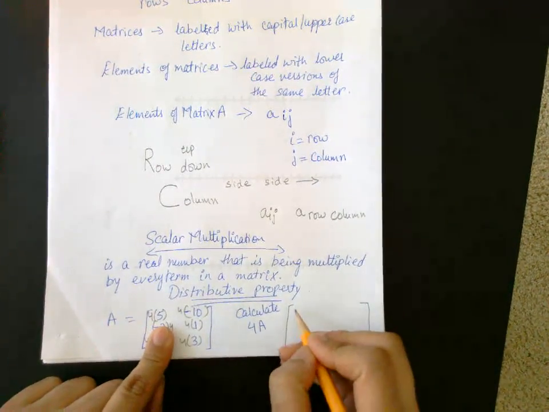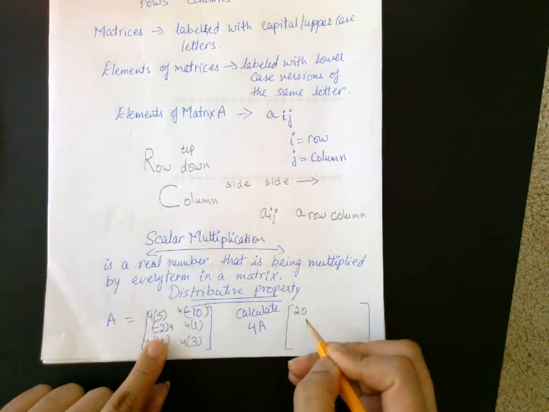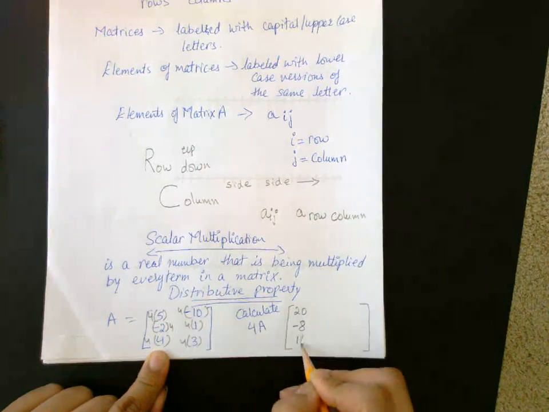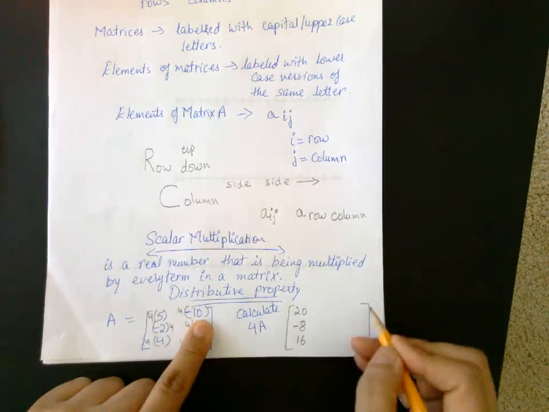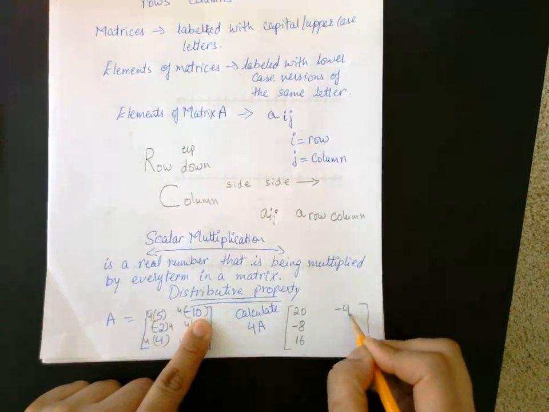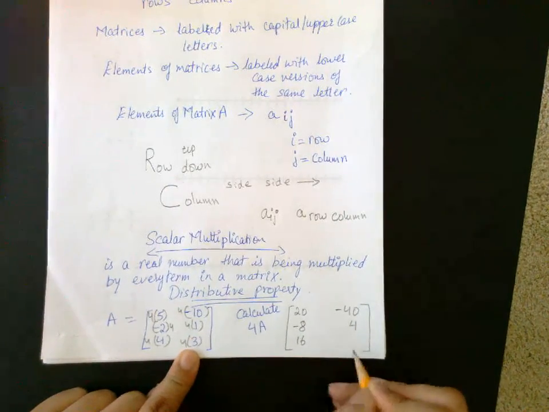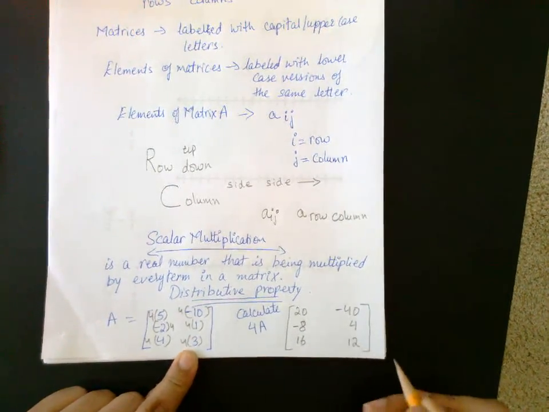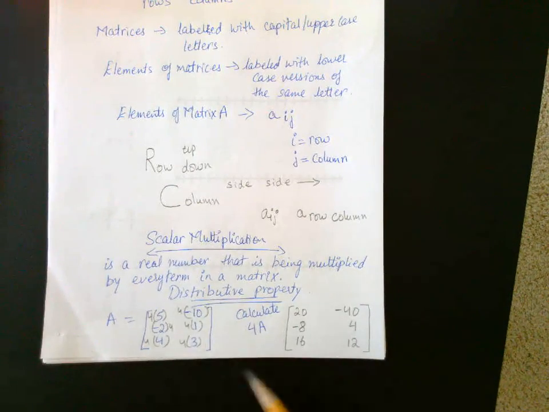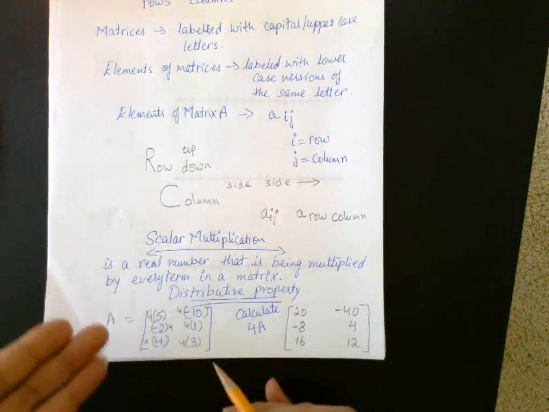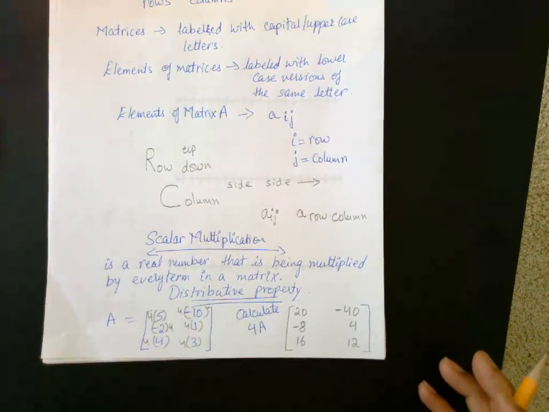So 4 times 5 will give you 20. 4 times negative 2, negative 8. 4 times 4, 16. 4 times negative 10, negative 40. 4 times 1 is 4. And 4 times 3 is 12. So this is called scalar multiplication. If they ask you to apply scalar multiplication, you are distributing 4 to all the elements that are present in the matrix.